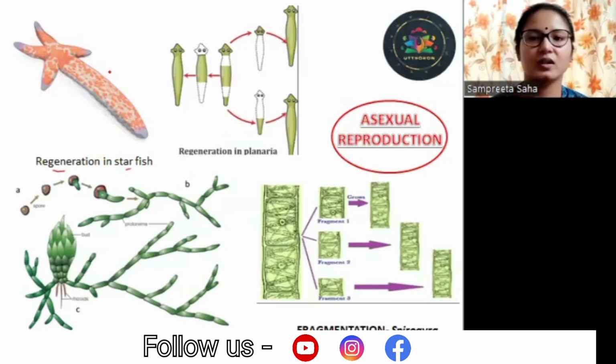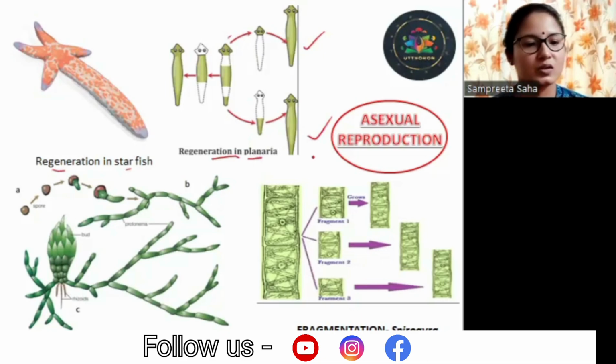From any part of the organism, when there is a capacity, when there is a possibility of giving rise to a full organism, it is called regeneration. The next example of regeneration we have is planaria or flatworm. What happens? You can see over here, any part that we take gives rise to two new individuals. So this is regeneration. The next type of asexual reproduction that we will be discussing is fragmentation.